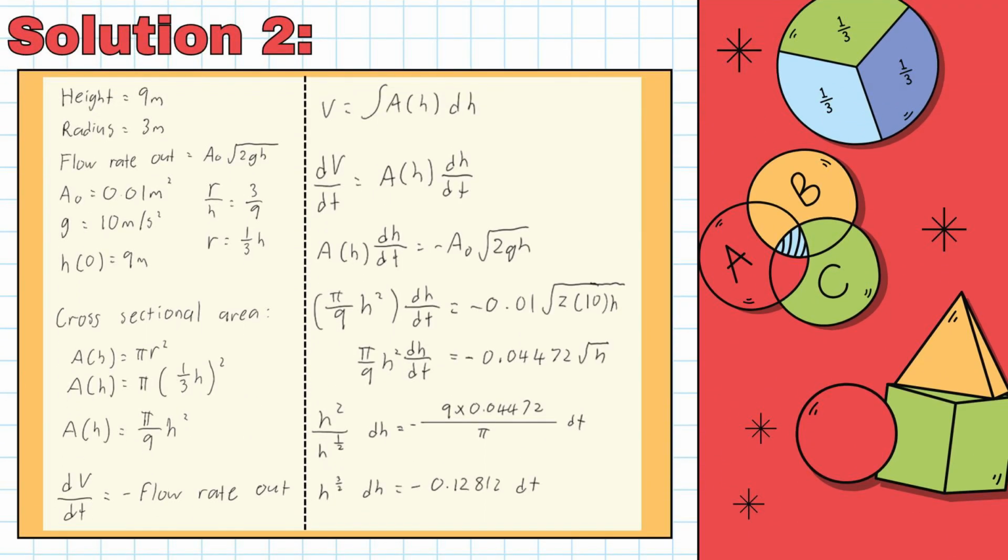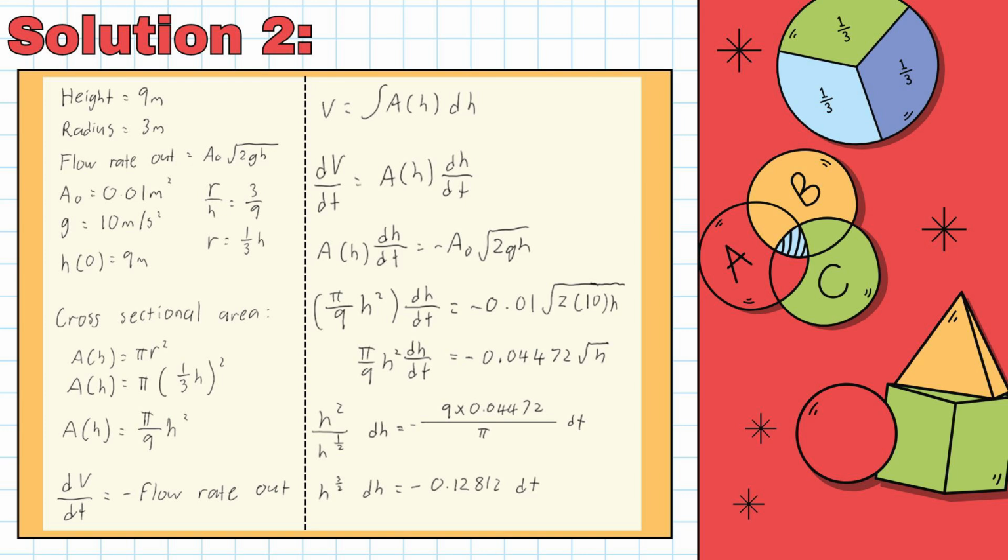So for solution 2, we are given the information, and we know that the flow rate out is equal to a0 square root of 2gh, and we can make a ratio of r over h equals 3 over 9. So we can make a new equation, which is r equals 1 over 3 h. For the cross-sectional area, we have the equation A(h) equals pi r squared. So we substitute r from the new equation that we just derived, and we get A(h) equals pi over 9 h squared.